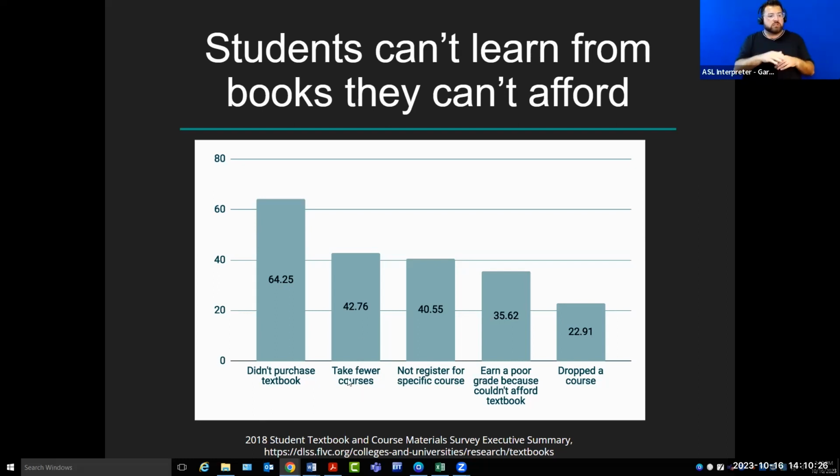42.76% took fewer courses because of the cost of higher textbooks. 40.55% did not register for specific courses because of the high cost of textbooks. 35.62% earned a poor grade because they couldn't afford the textbook. And then 22.91% dropped a course because of the high cost of textbooks. Okay, so the high cost of textbooks does affect the students.